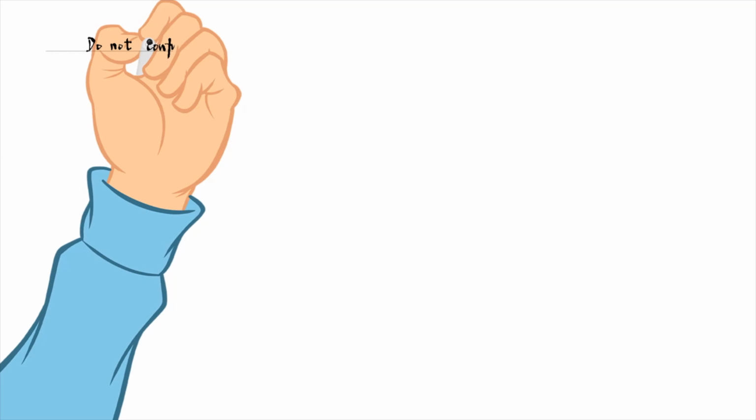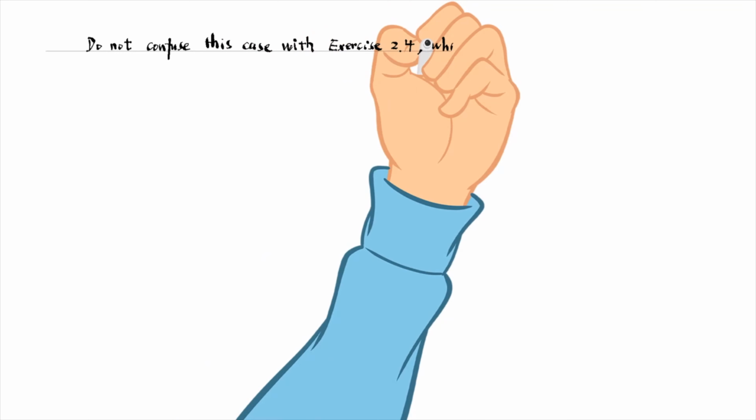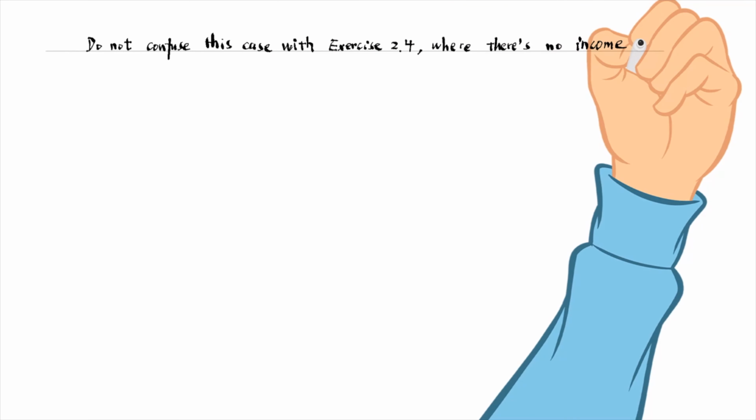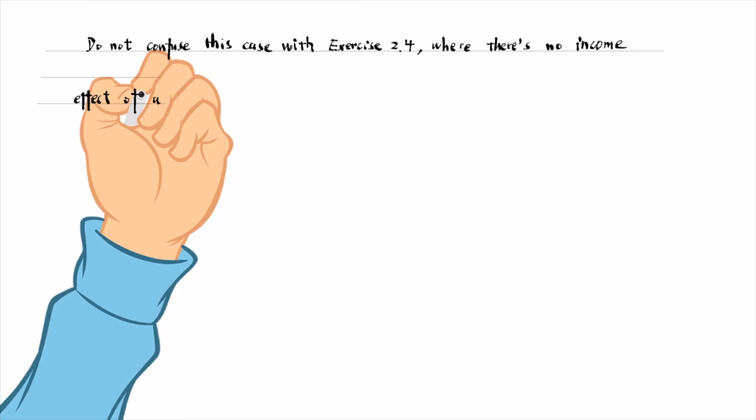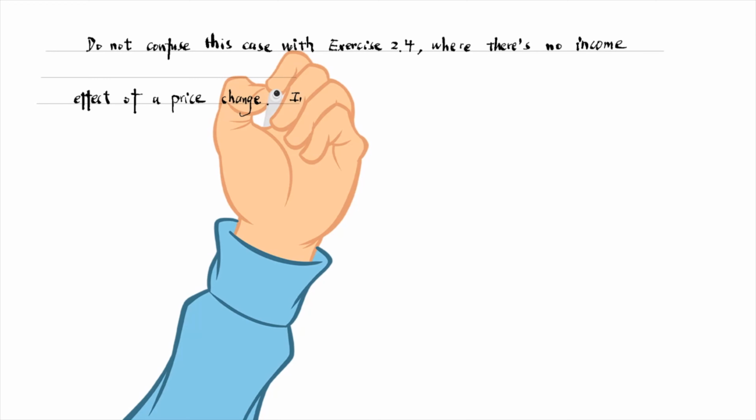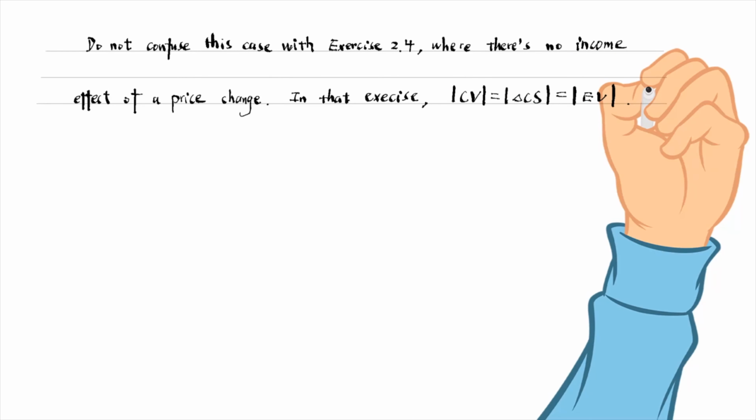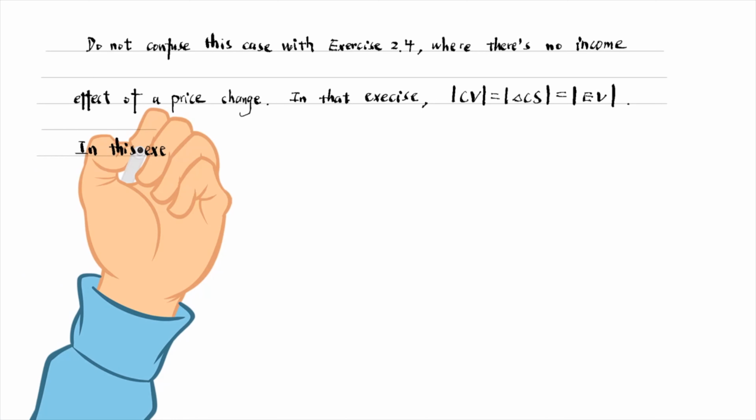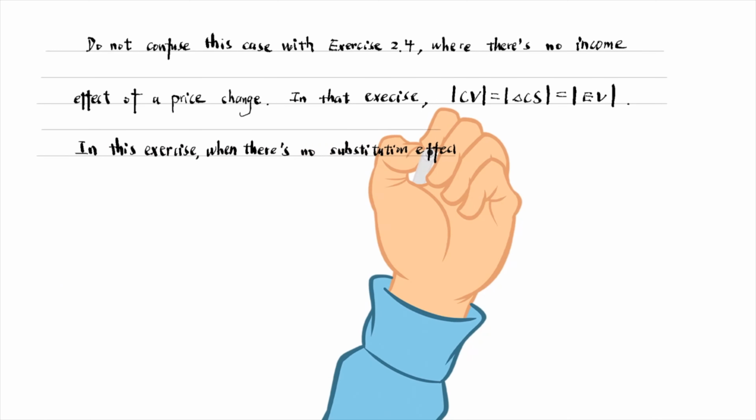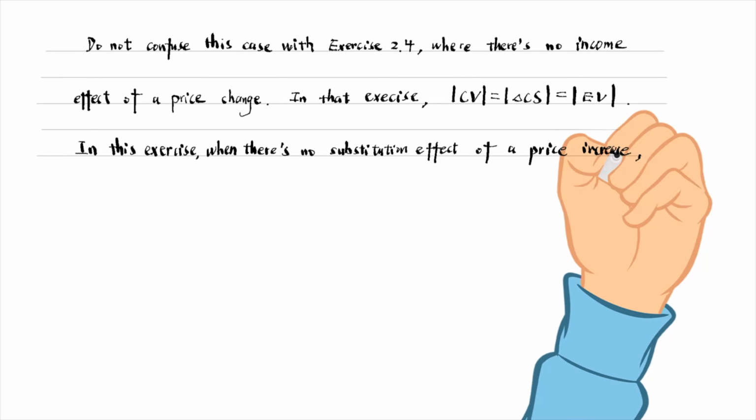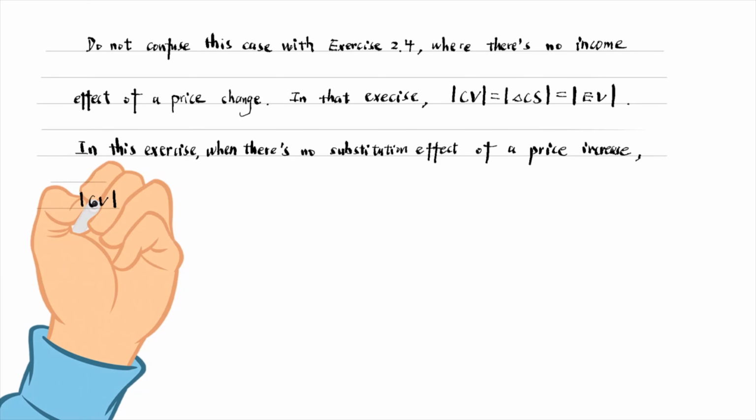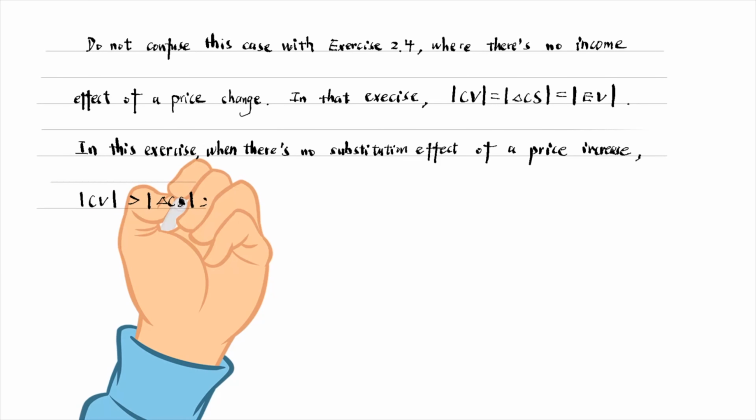Please do not confuse the case in exercise 2.7 with exercise 2.4, where there is no income effect of a price change. In that exercise, the three measures of consumer welfare are identical. In this exercise, where there is no substitution effect of the price increase, the three measures of consumer welfare are not the same.